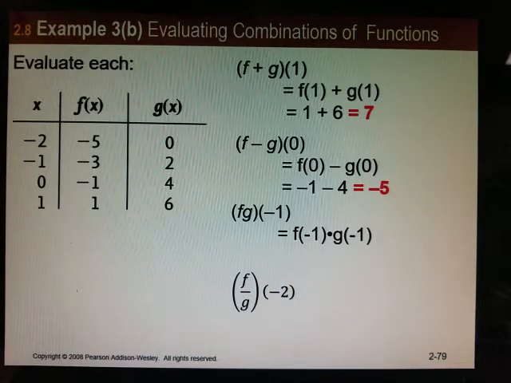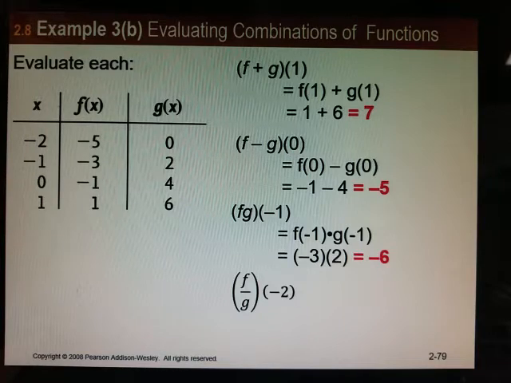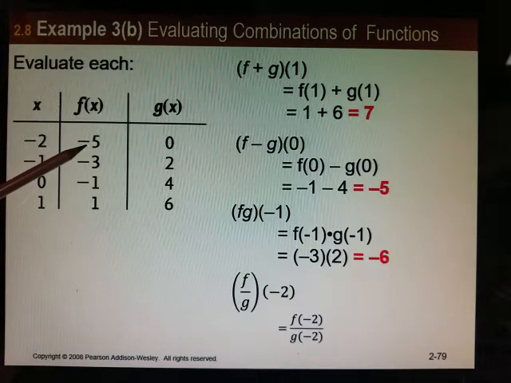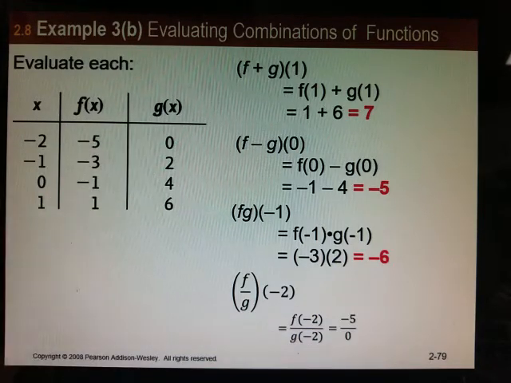F times g of negative 1. So it's going to be multiplying. So f of negative 1 times g of negative 1. So when x is negative 1, f of negative 1 is negative 3, g is 2, multiply them, negative 6. And then division, I need f of negative 2. Negative 2 for x, the f equation's negative 5. The g equation's 0. Negative 5 divided by 0, I can't do. That would be undefined.